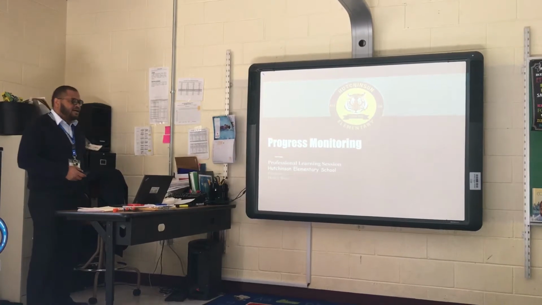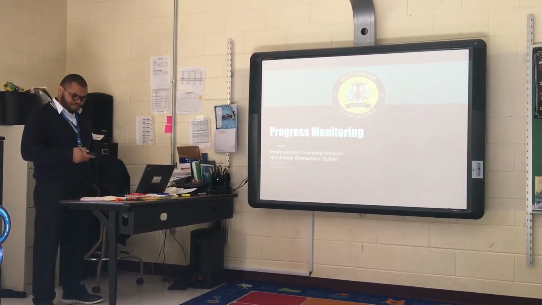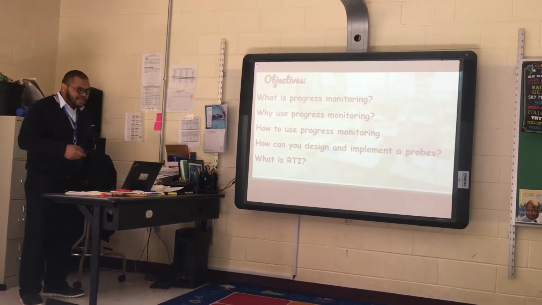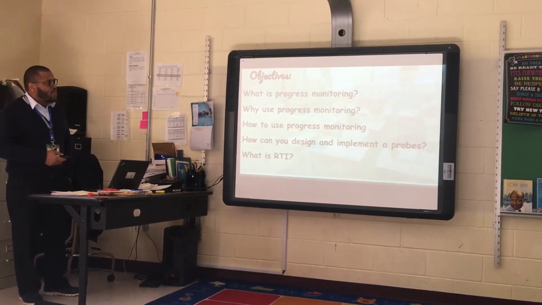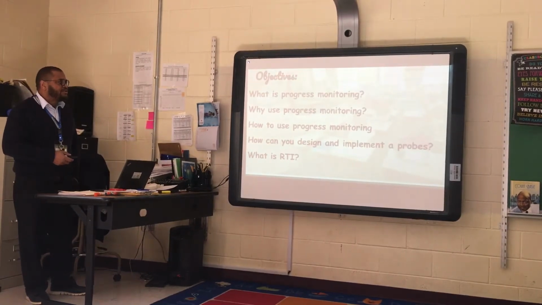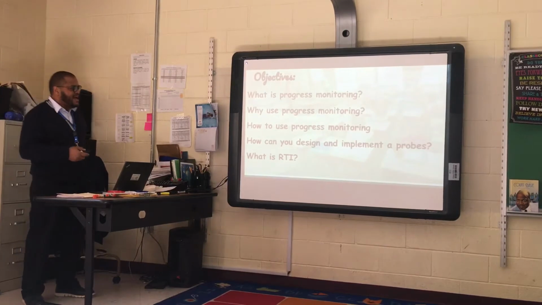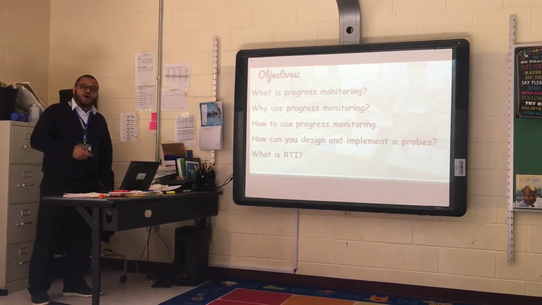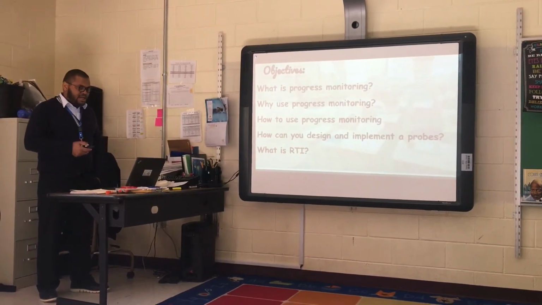study session. We're going to be talking about progress monitoring and what is progress monitoring. Our objectives for this session are to know what progress monitoring is, why use progress monitoring, how to use progress monitoring, how to design and implement probes, and what is RTI, response to intervention.